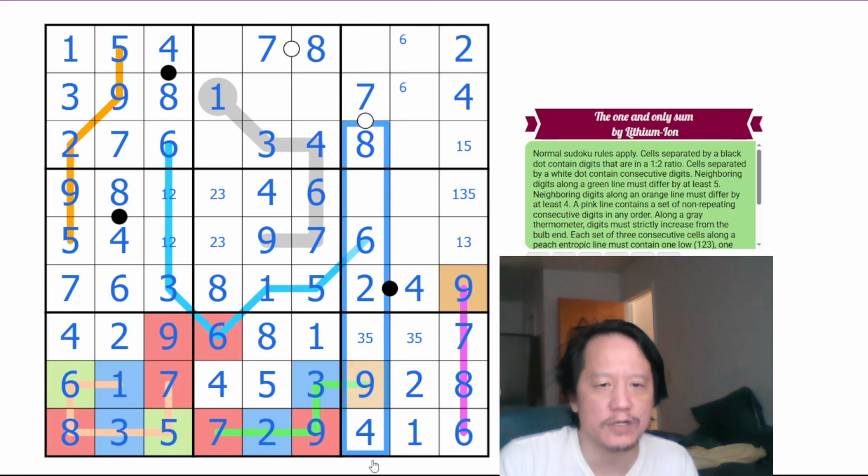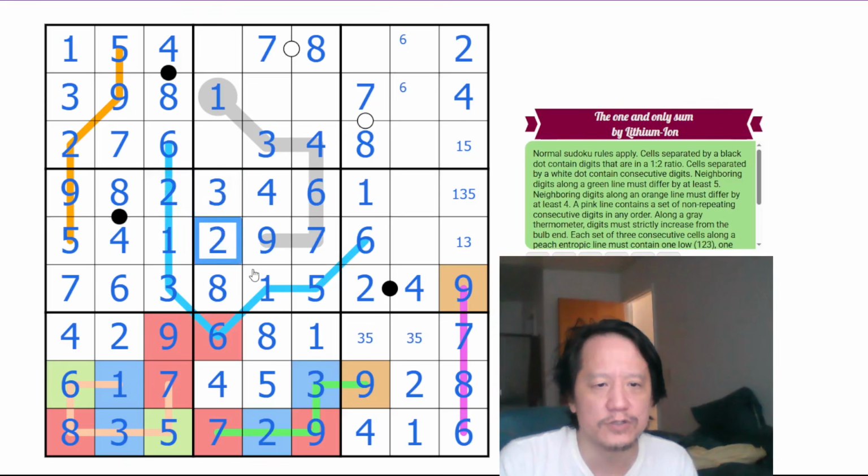So where's the 1 in column 7? It has to be here. So 1 eliminates 1 here, so it's 2 and 1. 2 eliminates 2 here, so it's 3 and 2. This can't be 1 or 3. 1 eliminates 1 here, so it's 3, which makes it 5. That leaves that as 1 there.